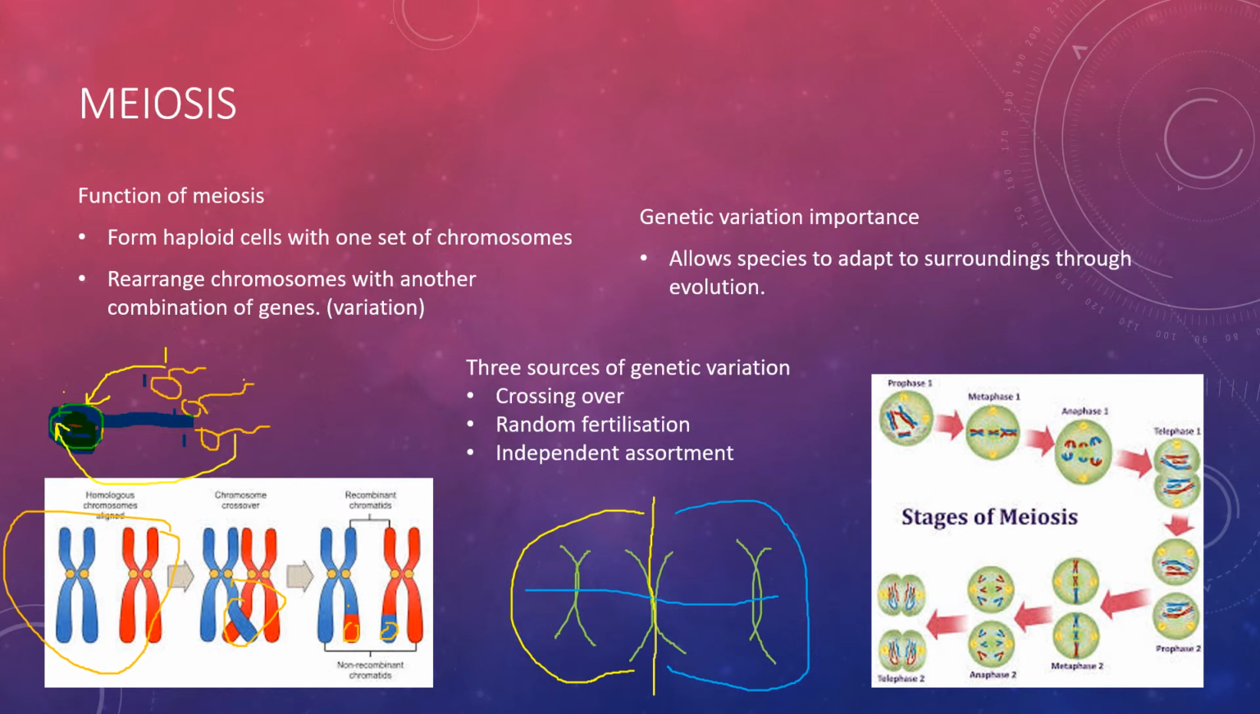So where do these things occur? Well, independent assortment occurs in metaphase as they line up along the equator, and this can provide any random combinations. Crossing over occurs in prophase 1 as the chromosomes join, sections are swapped over in equal amounts, and alleles become mixed. And random fertilization is just when the gametes fuse.